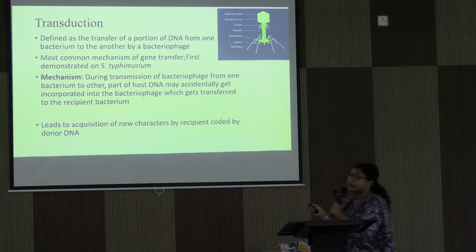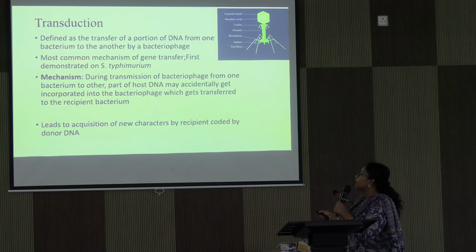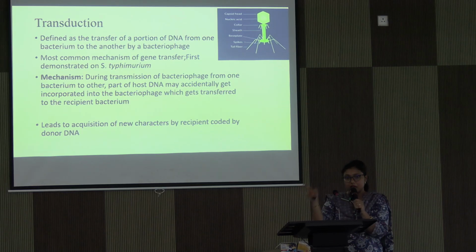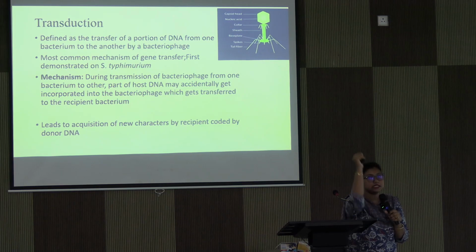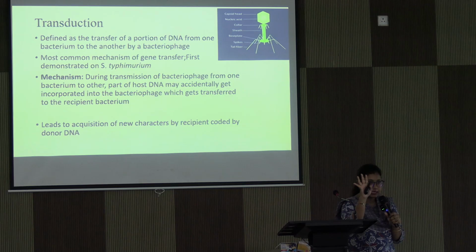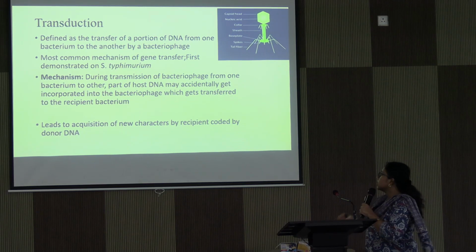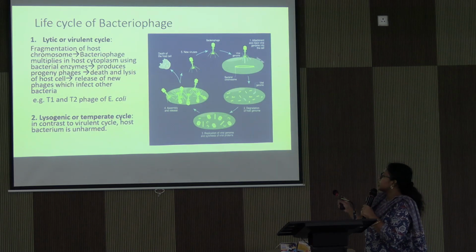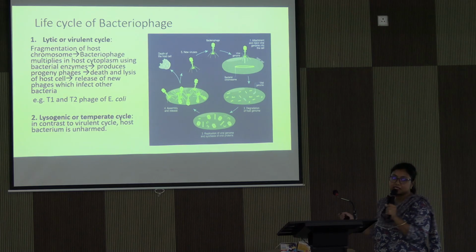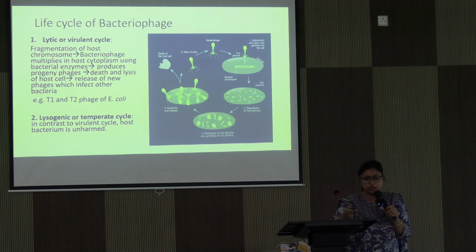So at least write the definition. The transfer of portion of DNA from one bacterium to another by a bacteriophage. It's very easy to understand that when a bacteriophage is infecting one bacterium, it is transferring the genetic material into that bacterium. So this can get integrated into the chromosome, or it can stay outside. However, the genetic material is getting transferred. Okay. Now, there are two things. One is the lytic or virulent cycle. One is the lysogenic or temperate cycle, or called the lysogenic conversion.